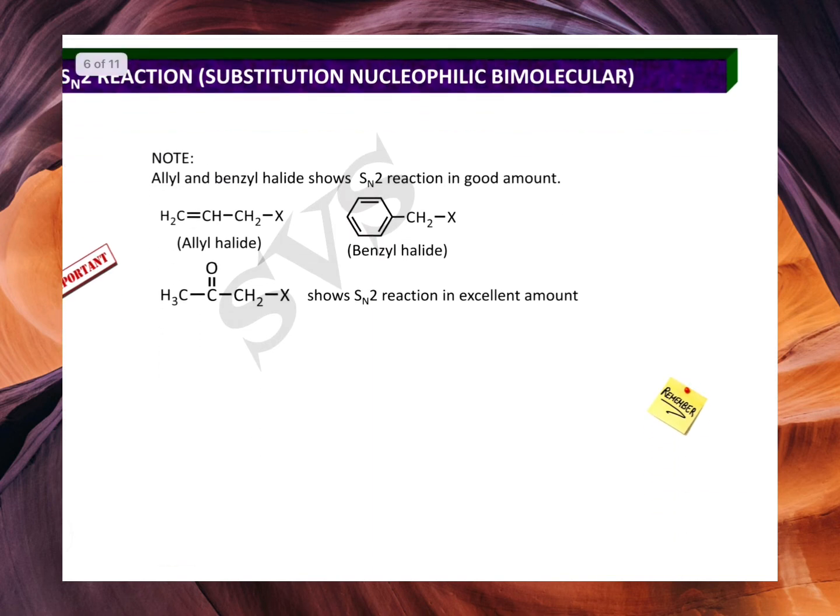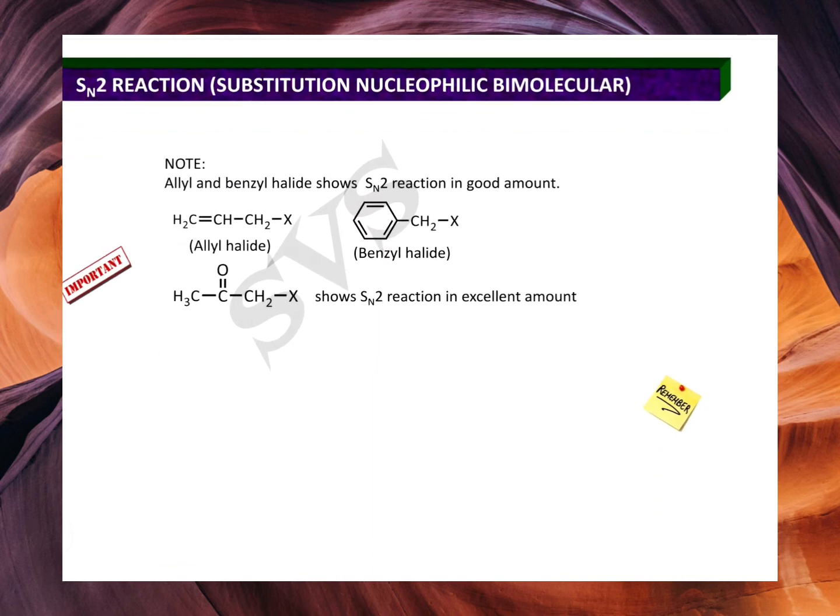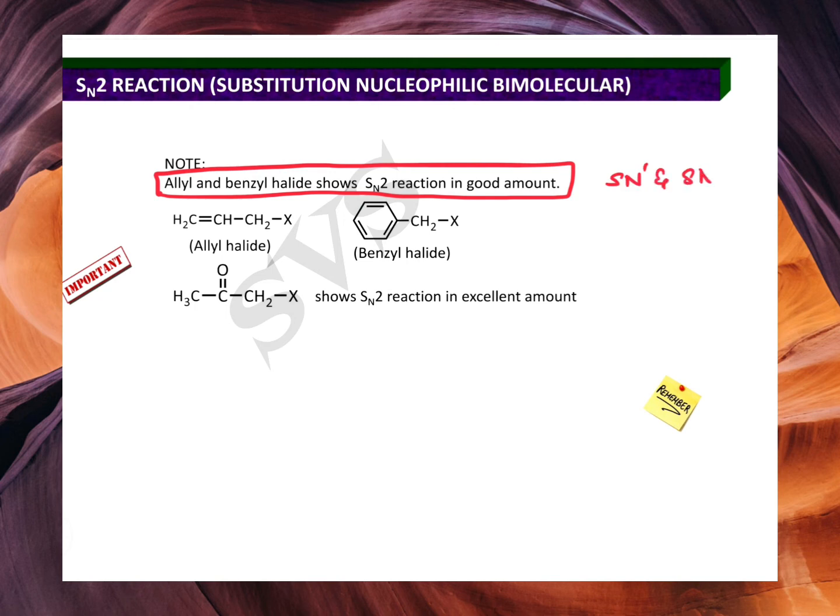So now, very, very important. Already we discussed in the case of SN2 as well as SN1, allyl and benzyl halides undergo both SN1 as well as SN2. Allyl as well as benzyl will undergo both SN1 and SN2. You have to remember. This is very, very important, dear.